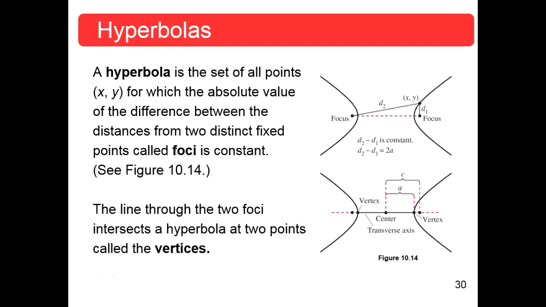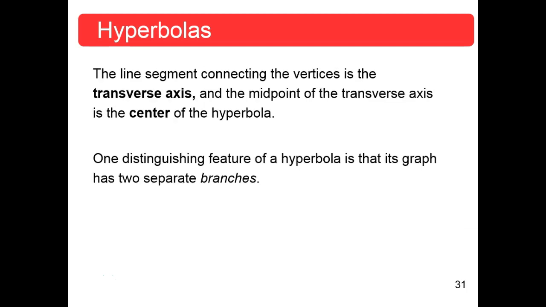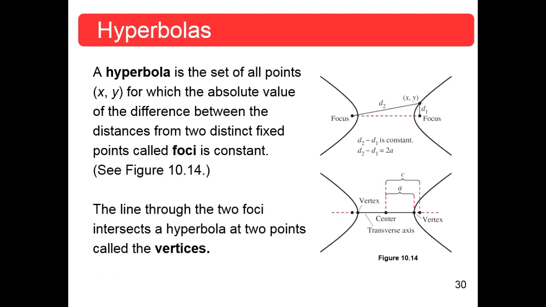And that's probably one reason they don't call it for an ellipse a major and minor like I do, because this doesn't have one. Now, the line segment connecting the vertices is the transverse axis, and the midpoint of the transverse axis is center, and one distinguishing feature of the hyperbola is that its graph has two separate branches, not connected. They kind of look like individual parabolae, but they're not parabolae.